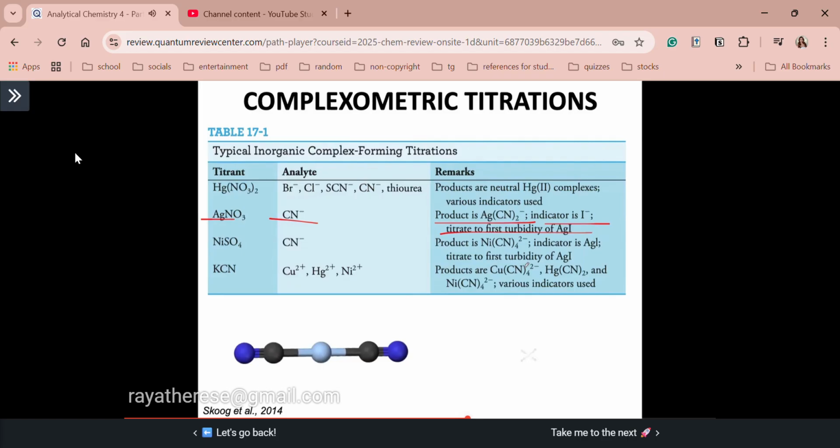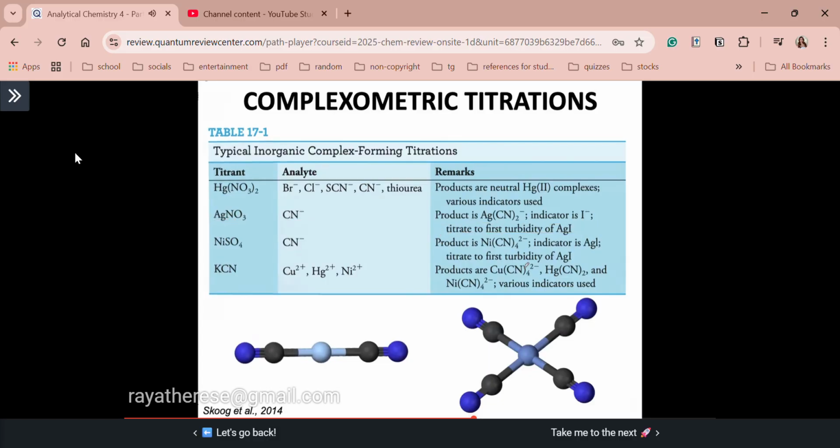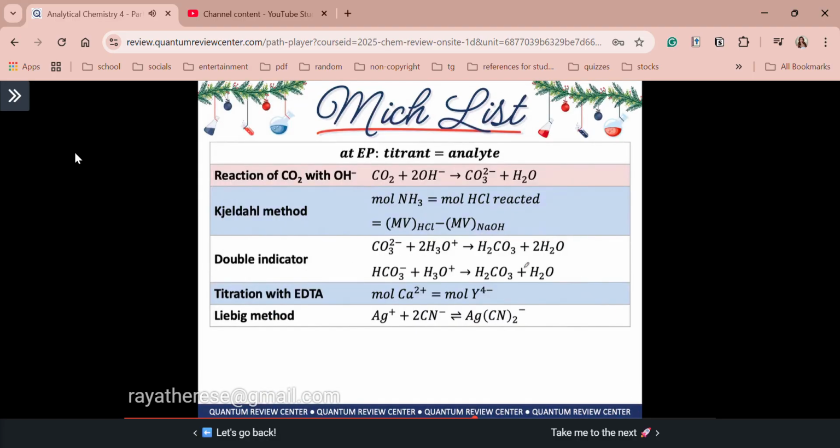But if it's nickel or copper, tetracyano, apat yung cyanide. So kailangan nyo rin mag-ingat class. Okay, so you have 4 moles of cyanide reacting with your nickel or copper. So you have to remember class kasi iba yung coordination number ng mga complexes na ito. Okay, so I hope class clear tayo. So na-share natin na info sa inyo on complexometric titrations. Now, let's have our method list. Kasi class ongoing to kasi nga medyo mahaba itong chapter na to. So we have added here the 2 methods under complexometric, itong with EDTA and Liebig method.